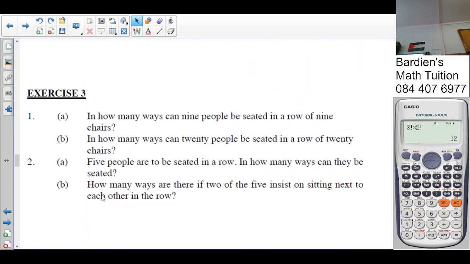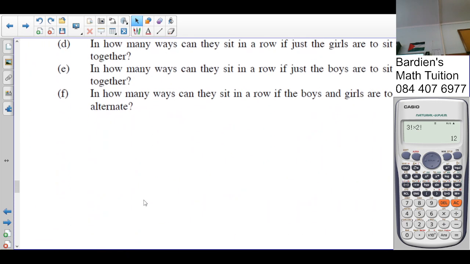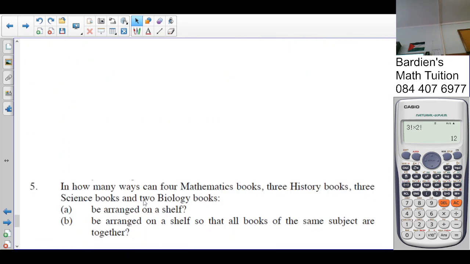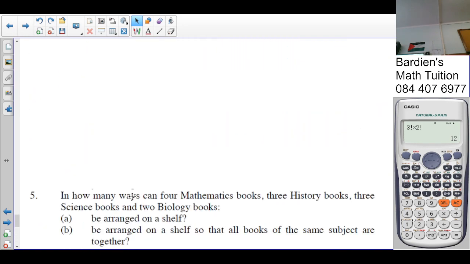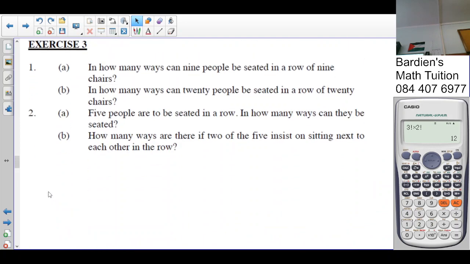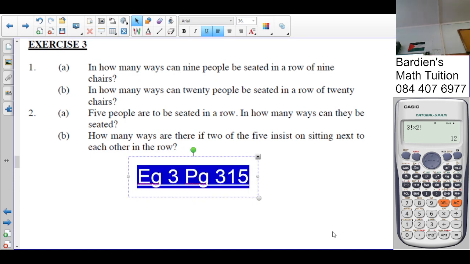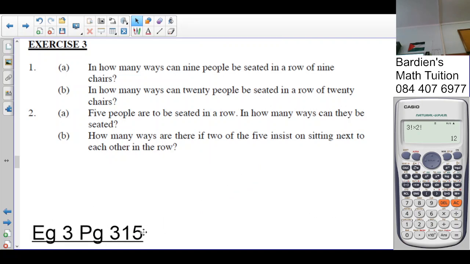Let's see. So exercise 3, we're going to do the odd numbers quickly. This is out of exercise 3 on page 315. Right, I'm going to pause the video at this point. I'm going to give you a chance to do all the odd numbers quickly, okay? I'll give you 10 minutes.